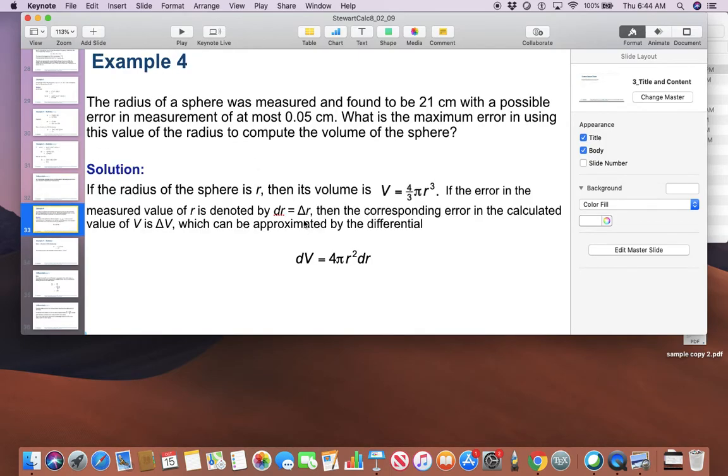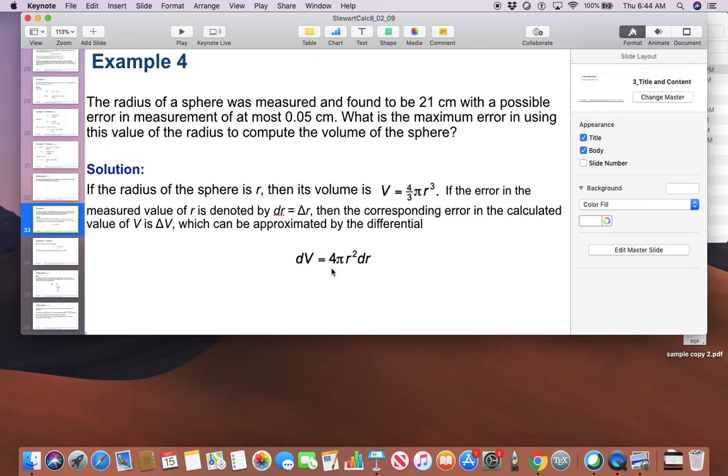Now, suppose you have the radius of a sphere. It's measured as 21 centimeters with a possible error of at most 0.05 centimeters. So that is delta r. What is the maximum error? So volume is this. If the error in the measured value of r is delta r, which is dr, then the corresponding error in the value of V is delta V. Delta V can be approximated by dV.